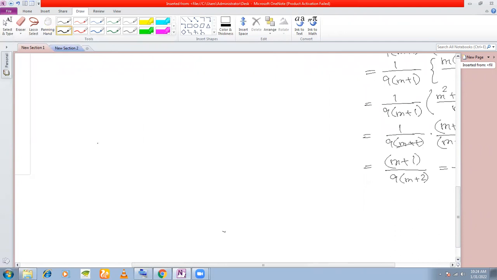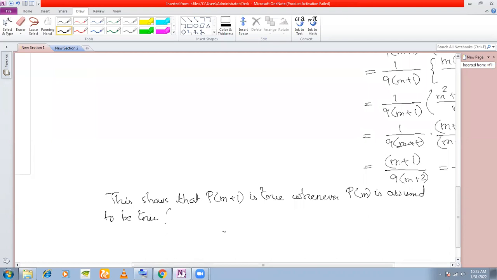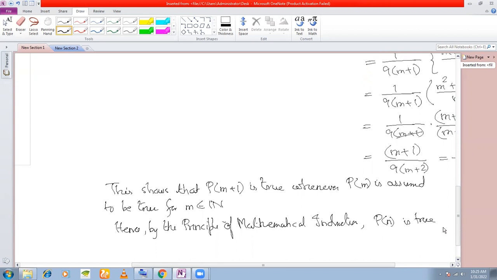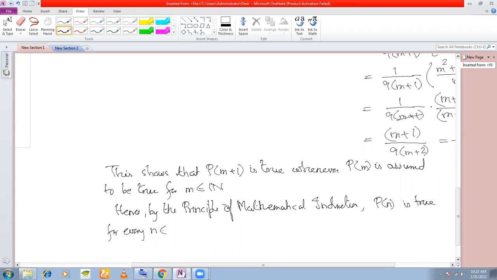So this shows that Pm plus 1 is true whenever Pm is assumed to be true for m belongs to N. Hence, by the principle of mathematical induction, Pn is true for every n belongs to N. Okay, that finishes the proof.